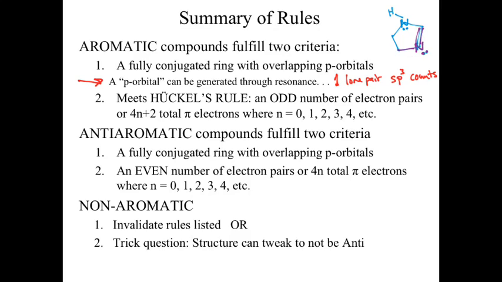You can see a trick question pop up. I thought I'd shrunk the font size down on that. If a structure looks like it's anti-aromatic, because the anti-aromatic structure is unstable, it can tweak its geometry so that it is no longer a fully conjugated system with overlapping p orbitals. Well, if that rule becomes invalid, then it's not anti-aromatic anymore, it's non-aromatic. It is a very subtle tweak to the rules.